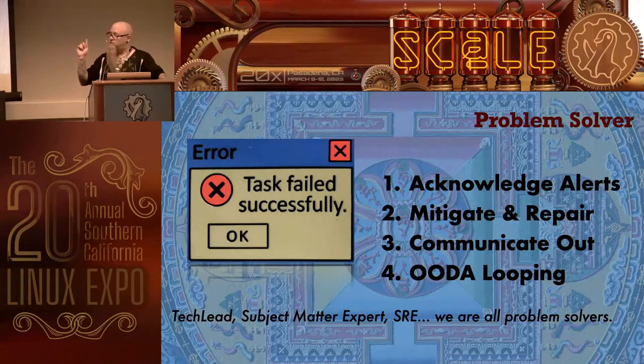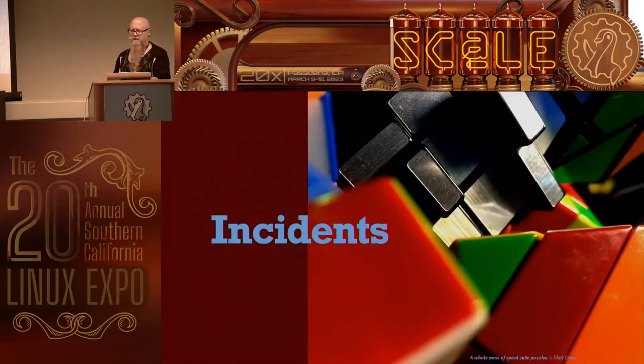I'm going to go over the OODA loop in just a few seconds. I love OODA looping because it's a great way to kind of give people a guide. Because sometimes when you get in an incident, you don't know what to do. And the OODA loop is a great guide to do that.